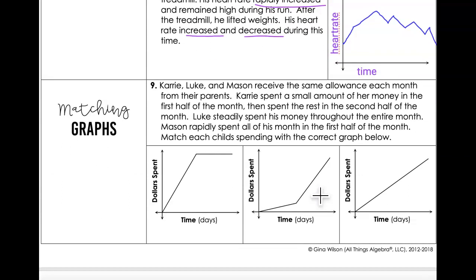All right, and then last example on the notes is matching a graph that we're given to a situation. So in this case, we've got 3 different people, Carrie, Luke, and Mason. They all receive the same allowance. Carrie spent a small amount in the first half of the month. Then she spent the rest in the second half. Luke steadily spent all his money through the month. And then Mason rapidly spent all his money. So we're going to try and match each situation to what we see on these graphs.